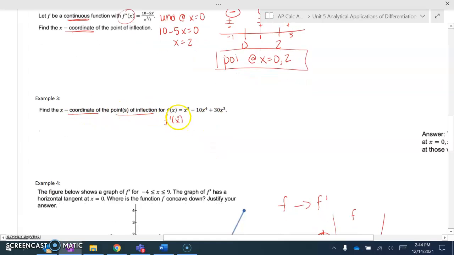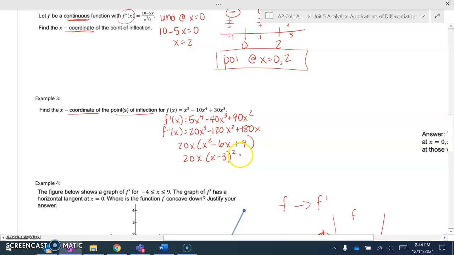Now this is f, so f prime, f double prime. Okay, I'm going to pull out a GCF of 20x. Keep factoring this. So I want to know where this is equal to 0. It's not undefined anywhere, so undefined is none. My zeros are x equals 0 and 3.